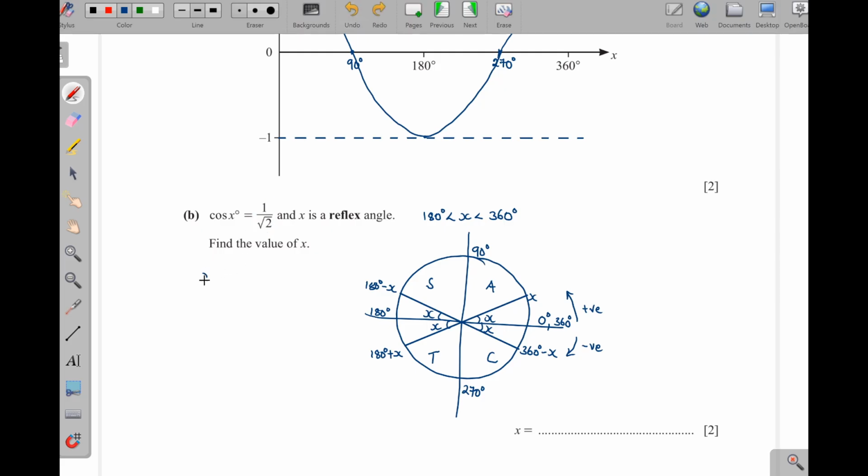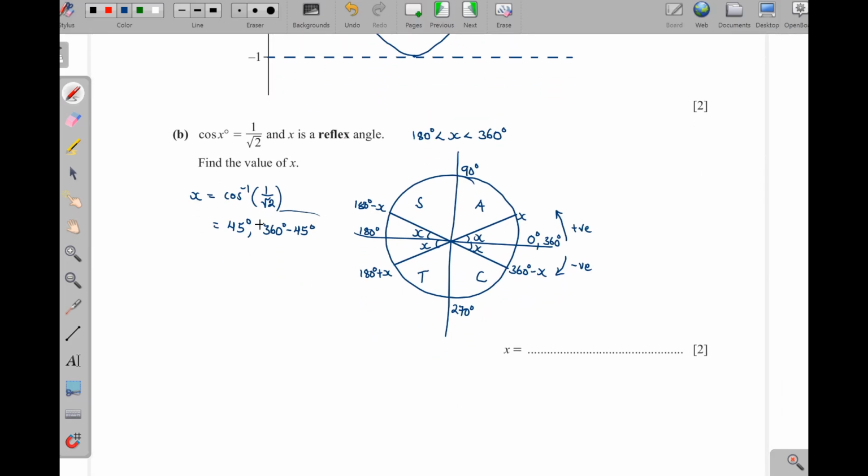But then here, our x is going to be the arc cos of 1 over root 2, which is 45 degrees. Since this one is positive, we go to the quadrants where cosine is positive. This one is in the first quadrant, the 45. To get an angle in the fourth quadrant, it is 360 minus the 45, which gives us 315. And that one is going to be our answer.